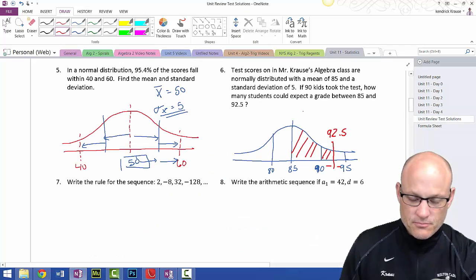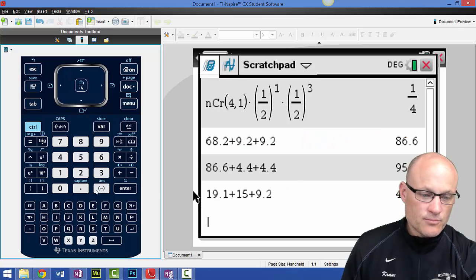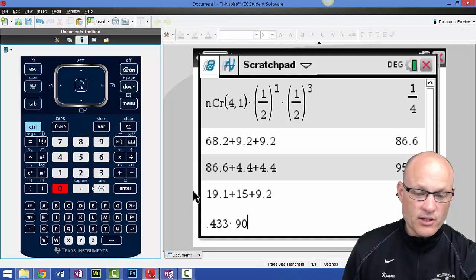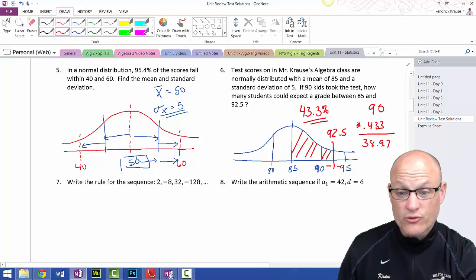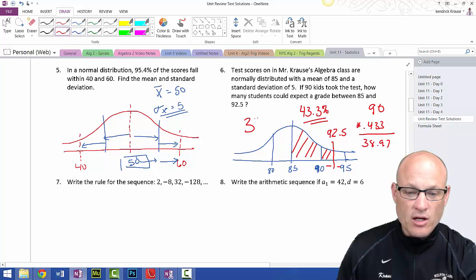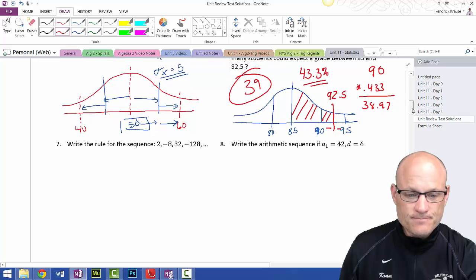So I know it's 43.3%. Alright, so I just take 90 kids and I multiply by 0.433. 0.433 times 90 gives me 38.97 kids. Well, that's really close to 39. So I would expect around 39 kids to be in that area.